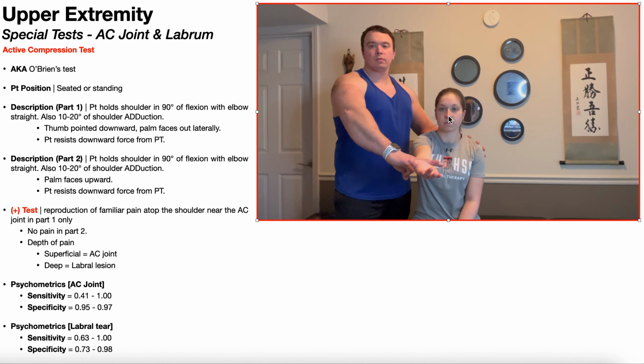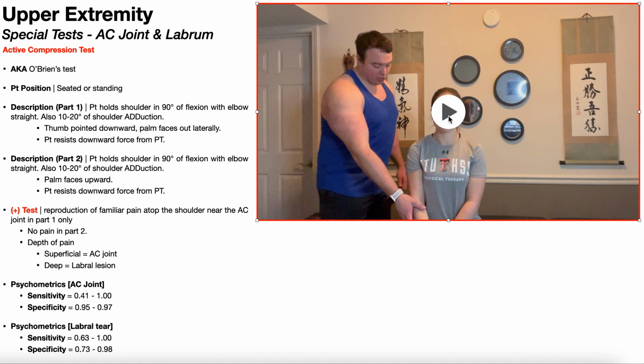For part two, the patient position is almost identical except now the palm is face up. 90 degrees flexion, elbow straight, 10 to 20 degrees of horizontal adduction, and the PT is going to apply a downward force that the patient resists.